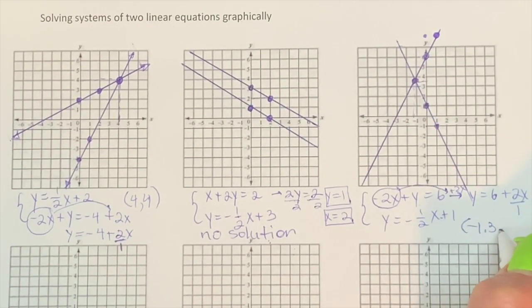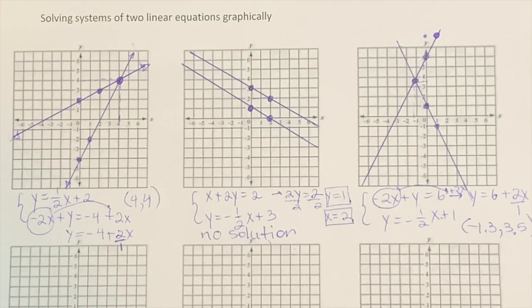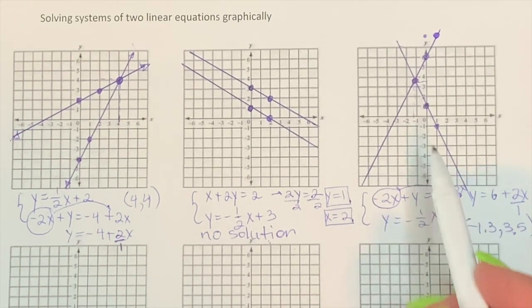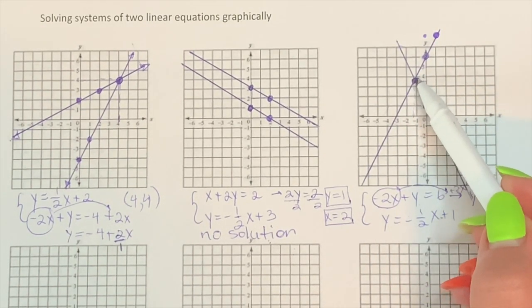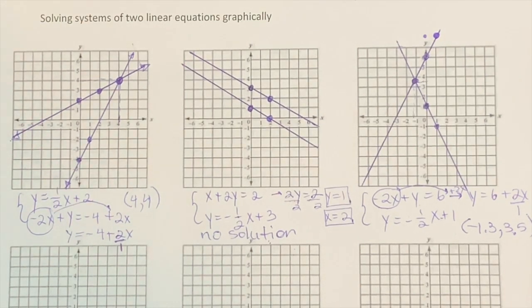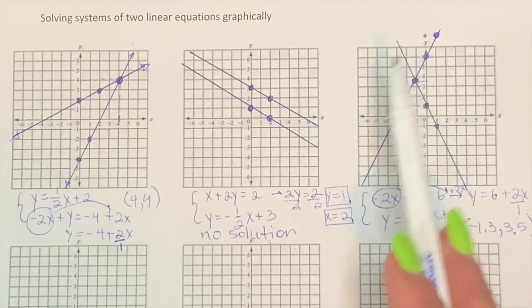Negative 1.3, 3.5. This example actually shows why graphing isn't the best method to use to solve systems of linear equations. Despite the fact that I was using graph paper, I probably tweaked the line a little bit and they didn't cross at a nice point with integer coordinates. If you're using the software, it'll probably not happen. But because of this, there are two other ways that you could use to solve systems of linear equations without making an error like I just did.